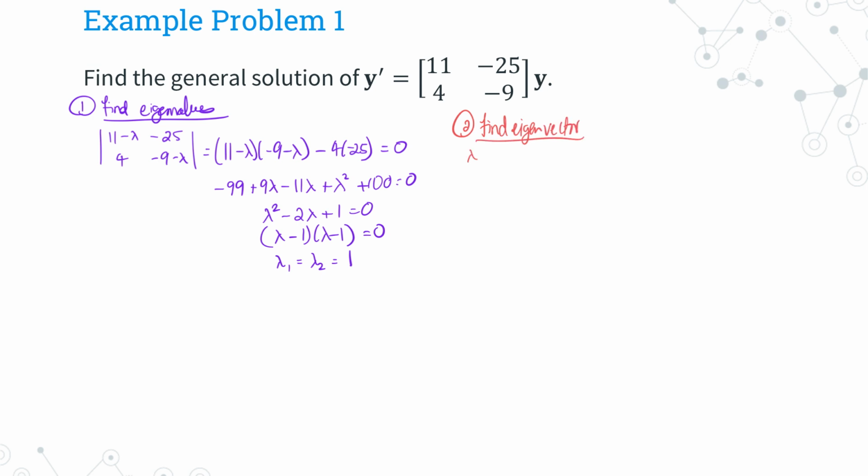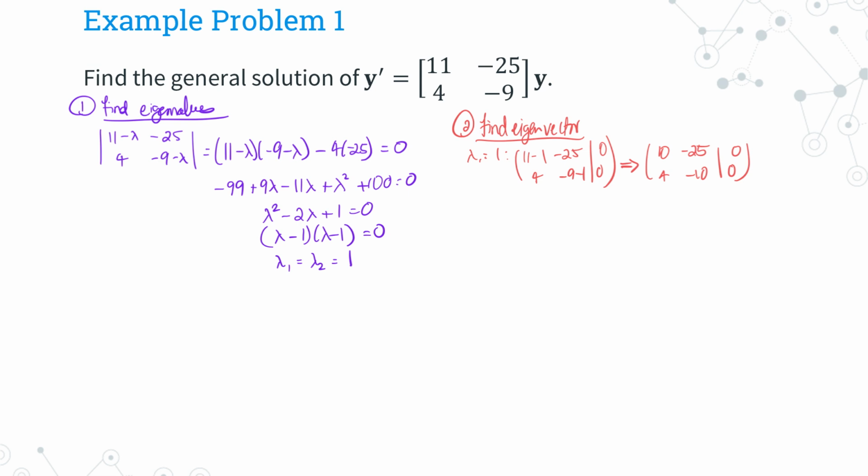Okay, so we're looking at lambda 1 equaling 1. So we would end up with A being 11 minus 1 and negative 25, 4 and negative 9 minus 1. And we're going to augment that and have it equaling 0. So if we just simplify that, we have 10, negative 25, 0. We have 4, negative 10, and 0.